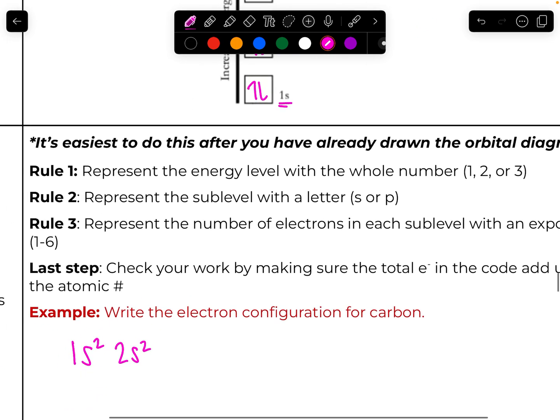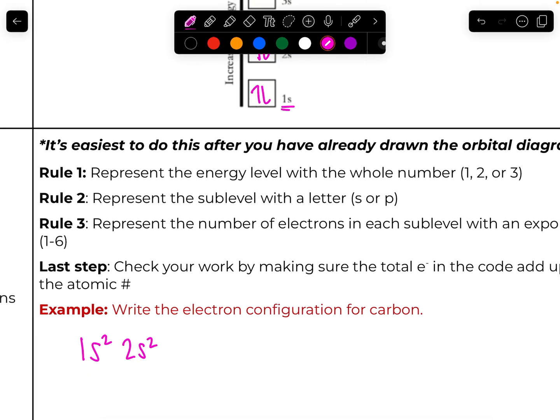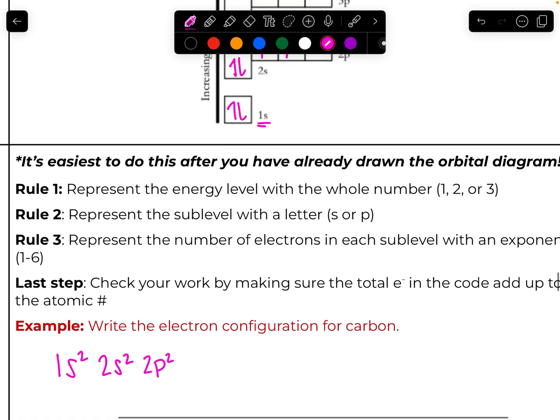Next, I have the 2p orbital. So I'm still in that second energy level, right? So in the second energy level, next I filled a p orbital, and I put 2 electrons in it.